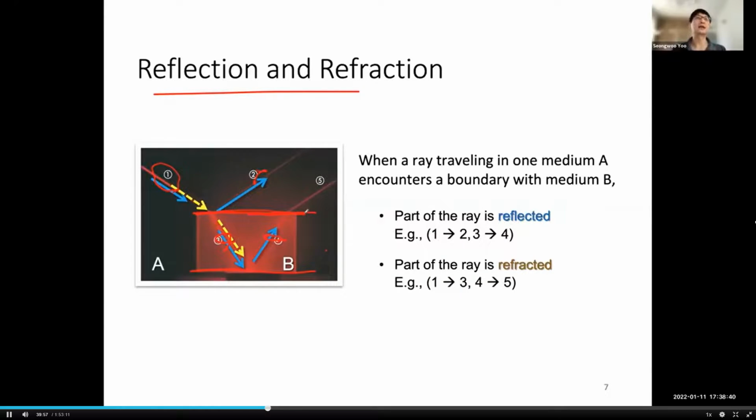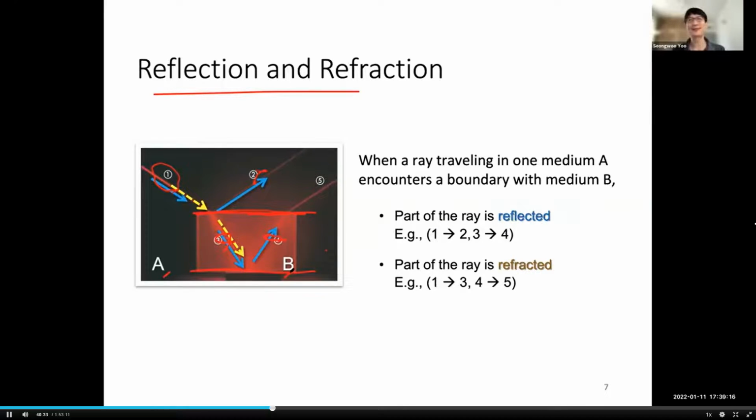Yes, medium A. I just mentioned that we have different media in this diagram, medium A and medium B. What does that actually mean? How are these materials different in our context? Any idea? They are different media, but in what context? Do you have any idea? You can type your answer in the chat room.